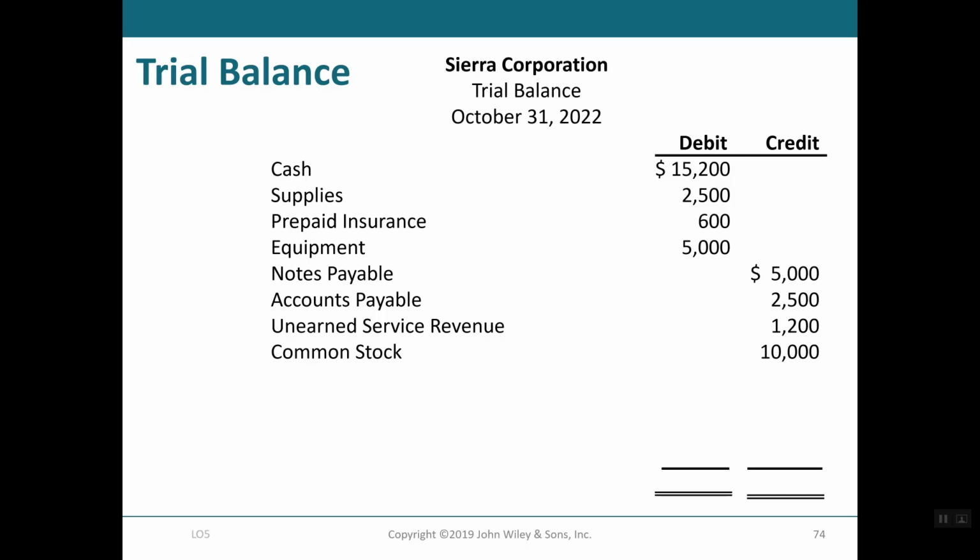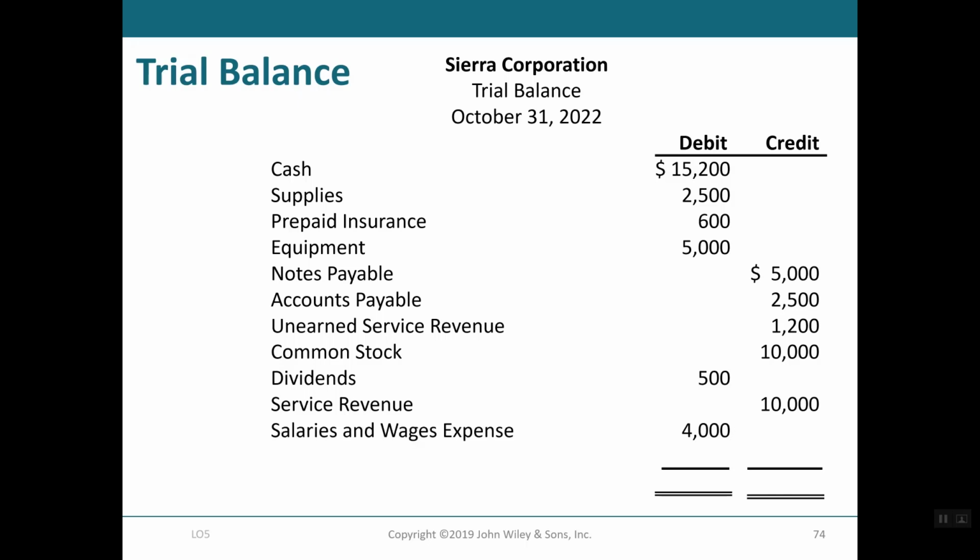Common stock. So we see how we are arranging them. We have our assets first, then our liabilities, and now the stockholders' equity. So we have the common stock, 10,000. Then we go to dividends, 500. Then we're going to deal with revenues, right? How much was that? 10,000. Now we have our salaries and wages expense, and we will have rent expense. And that brings us to a total of 28,700, 28,700.